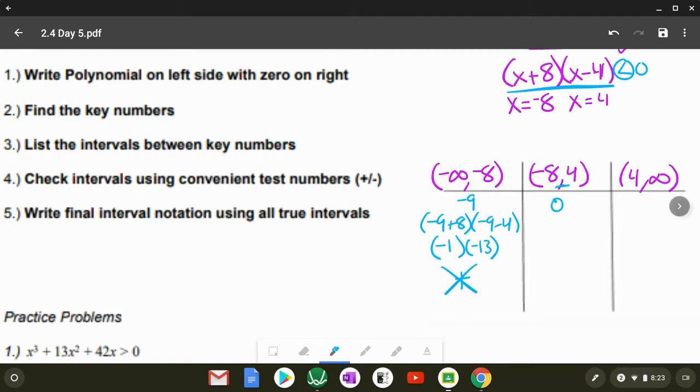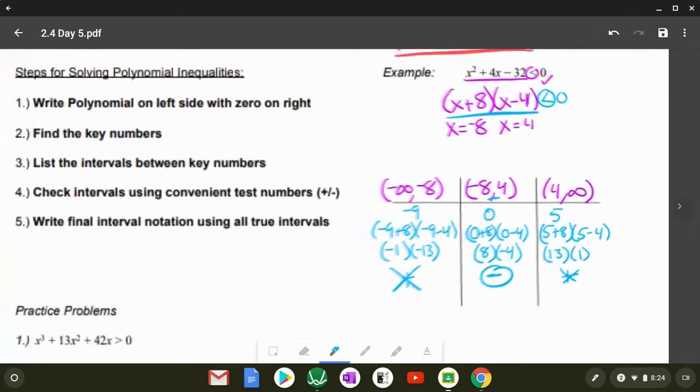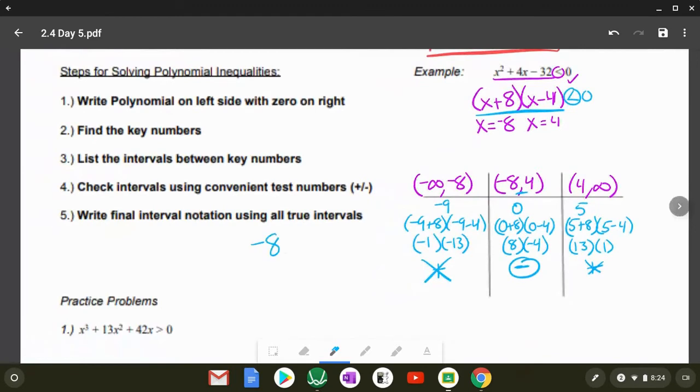This is the nice interval. We can use 0, plug it in. 0 plus 8, 0 minus 4. Again, we have a positive 8 times a negative 4, and we end up with a negative number. Doesn't matter what it is, but it's negative, so it's in that solution set. If I test the number 5, 5 plus 8, 5 minus 4, you guessed it, this one is going to be positive, so it's not going to work. So for this one, our solution set is only negative 8 to 4. And again, this is an interval notation, not an ordered pair, because it represents multiple solutions.